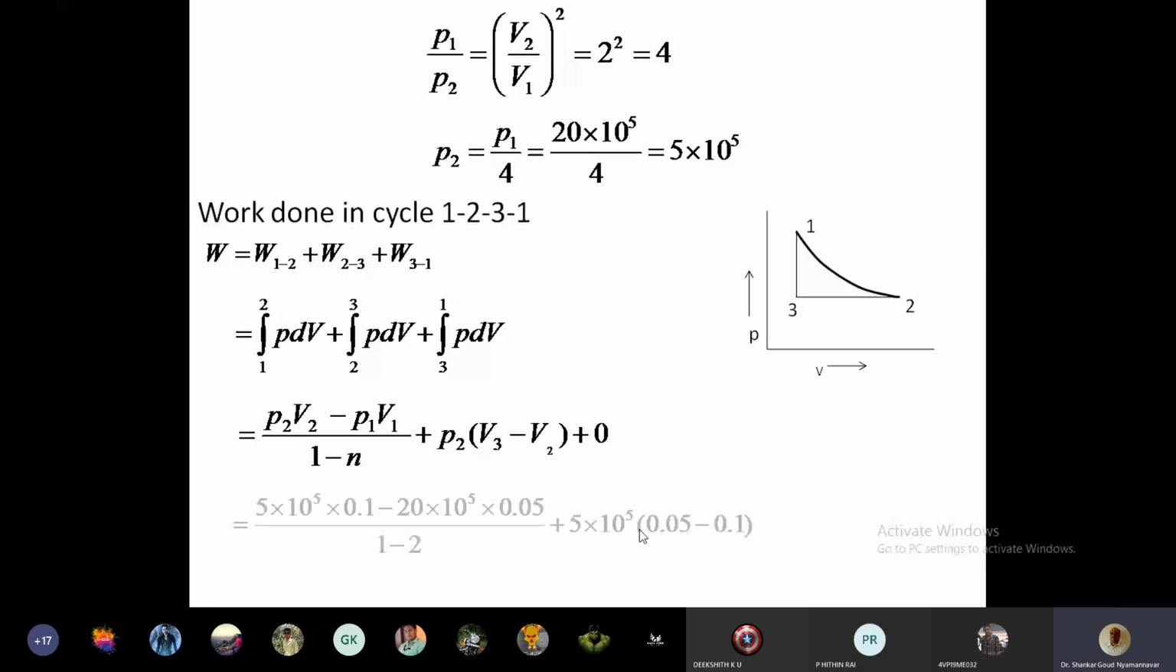So here P2 I know is 5 into 10 to the power 5, V2 is 0.1. P1 is 20 into 10 to the power 5. V1 is 0.05. n is equal to 2 because V square is given. Therefore, n is equal to 2. 1 minus n. This one is pressure into volume and this volume.